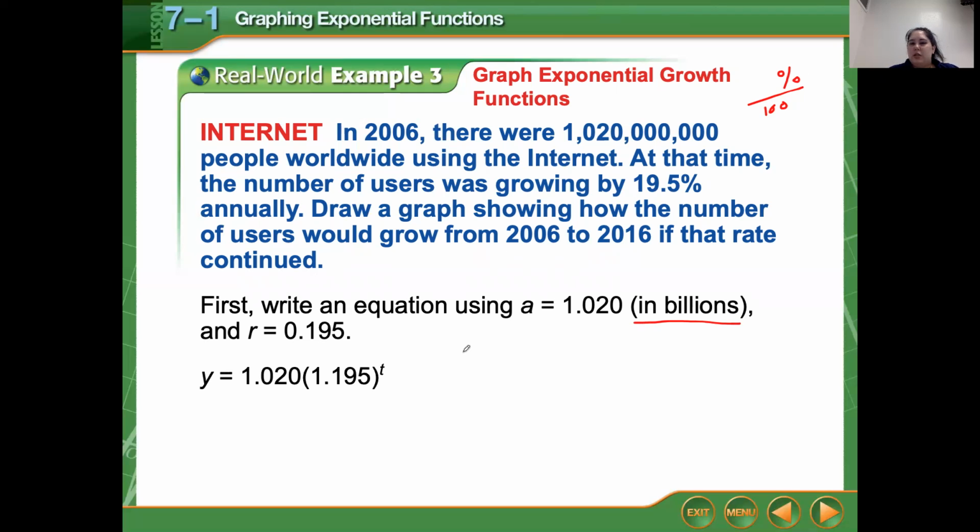To get our equation, you would do 1 plus the rate on the inside of the parentheses. And this is specifically for growth. You would do 1 plus. If it was decay, you would do 1 minus. So they simplify it. We're then going to go ahead and graph it.